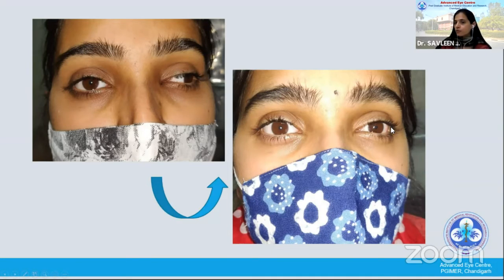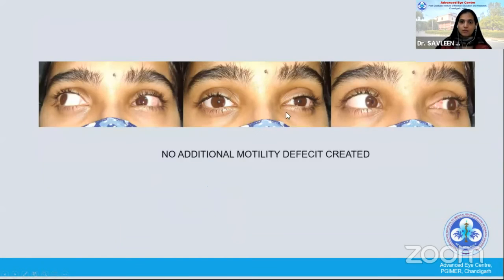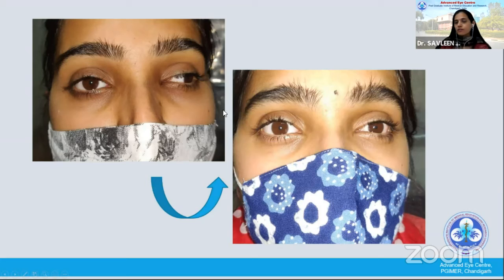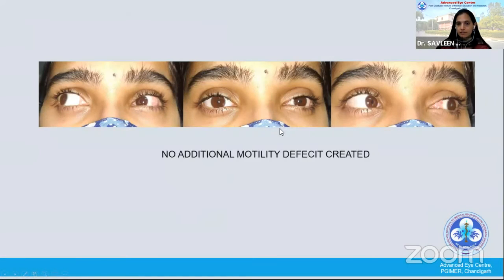Although we could not correct the whole amount, we did not expect to. We did not induce much additional motility deficit, and the patient was fairly happy. We can obviously plan the other eye surgery now, but we'll be more sure now. And this is not the operated eye, so it will help us.